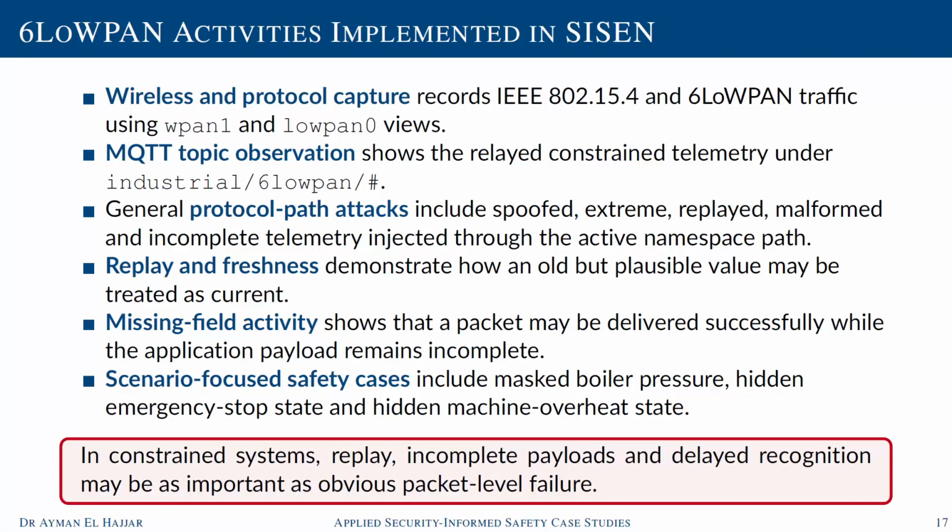In SISEN, 6LoWPAN activities implemented include several different activities. Some of those activities include wireless and protocol capture, MQTT observation, spoofed or extreme telemetry, replay, malformed data, and missing fields. Scenario-focused cases include masked boiler pressure, hidden emergency stop state, and hidden machine overheating. In constrained systems, stale or incomplete data may be as significant as complete communication failure.